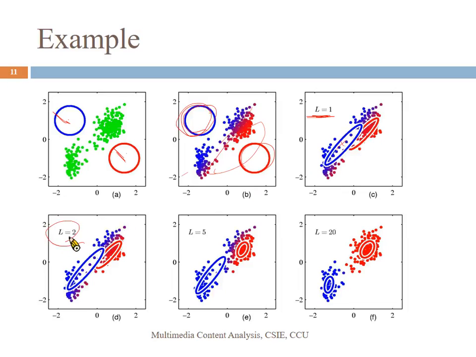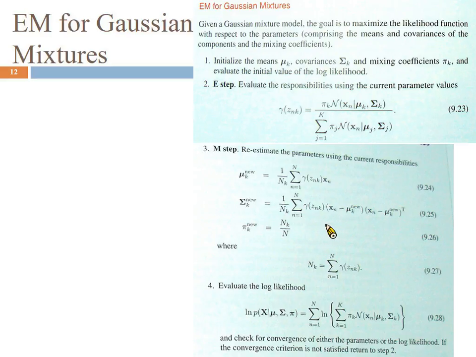So after 2 iterations and 5 iterations, or after 20 iterations, these two Gaussian mixture can well approximate the distribution of the given data points. And that's the process of the whole EM algorithm. And this is the mathematical definition of the EM algorithm.